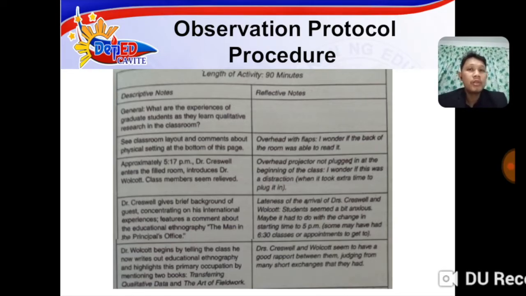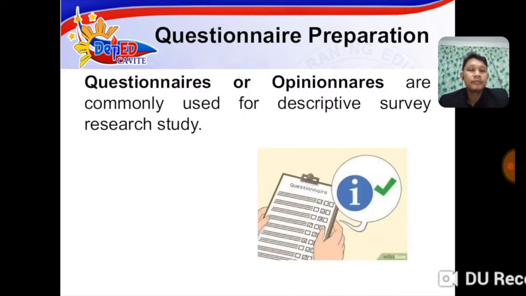Observation protocol procedure. So, this one is actually an example of observation protocol, and this is divided into descriptive notes and reflective notes. The descriptive notes is the description of the actual observation and your reflection about it. So, questionnaire preparation. Questionnaires or opinionaires are commonly used for descriptive survey research study.